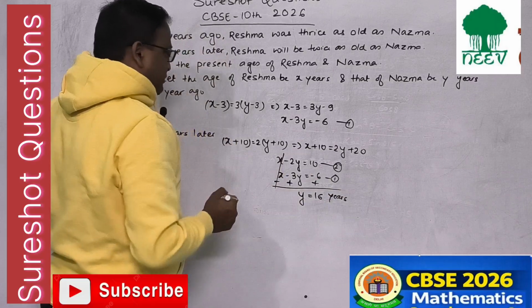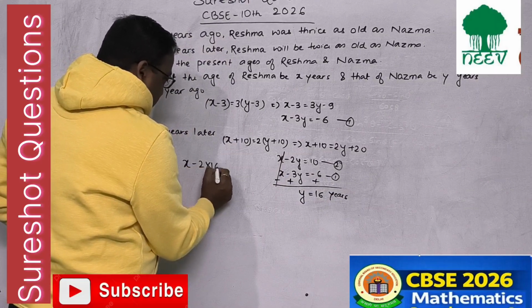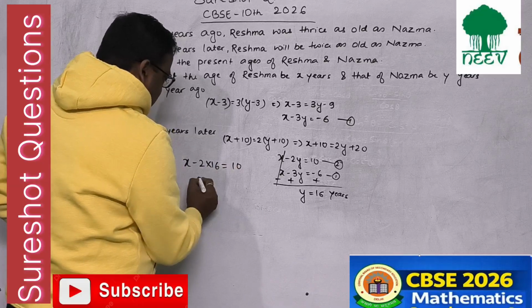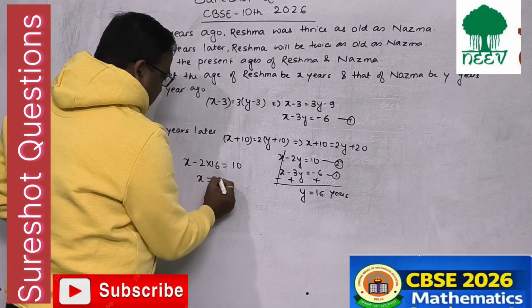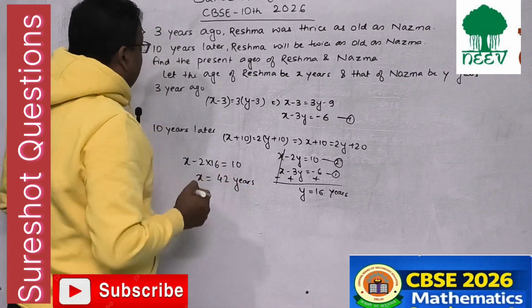So minus 3y plus 2y gives minus y, so y is equal to 16 years. So we have got the first answer. And now x minus 2 into 16 is equal to 10. So x is equal to 10 plus 32, which is 42 years. Let's verify it.